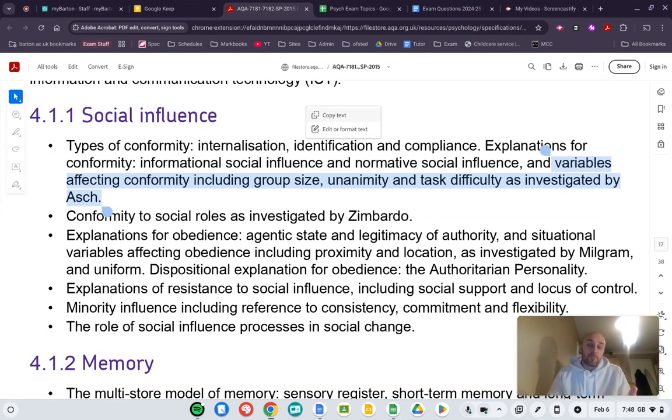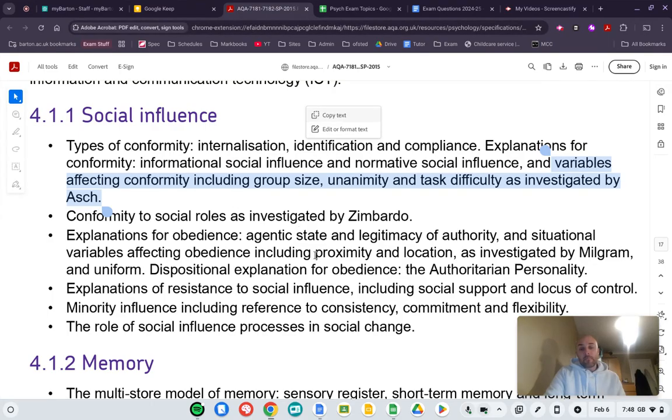With conformity, the variables are group size, unanimity, and task difficulty. But specifically, you need to know what Asch did when he explored those things. So what did he do to the group task? And I've had students recently say, he made the group bigger. I was like, yeah, that's true, but he put firstly one Confederate with the naive participant. He put two Confederates, then three, then four, and basically, and you also need to know what he found as well. So you need to know statistics. You need to know what he actually did.